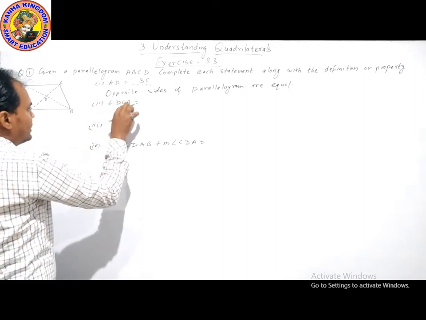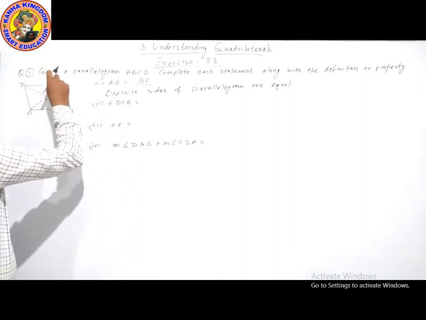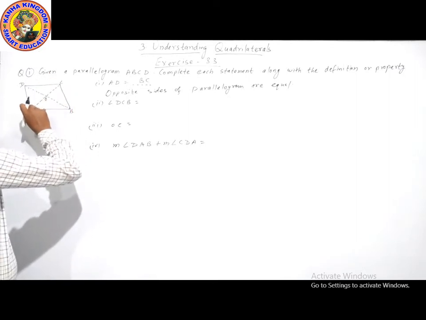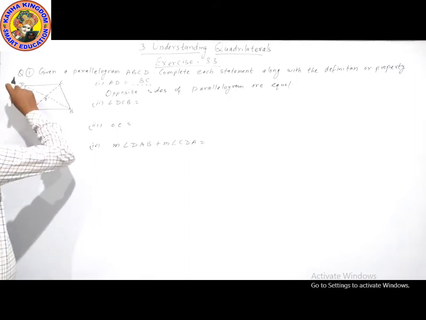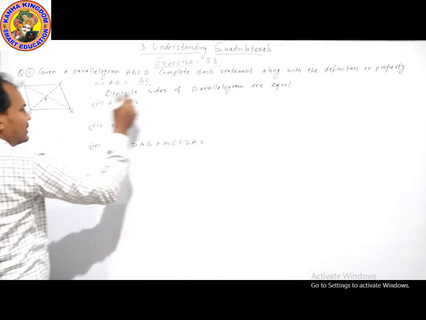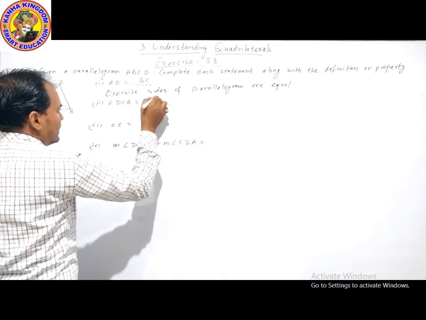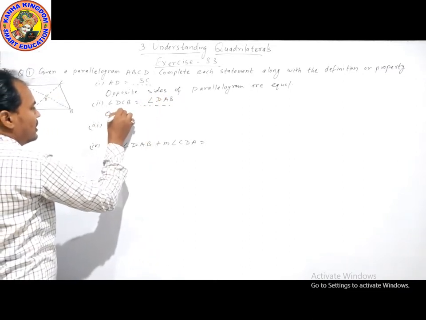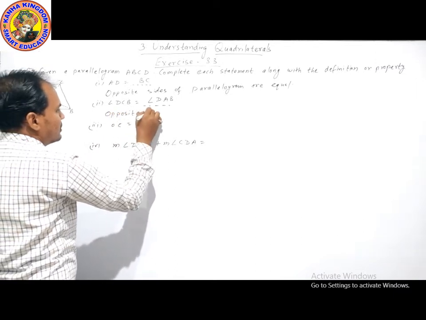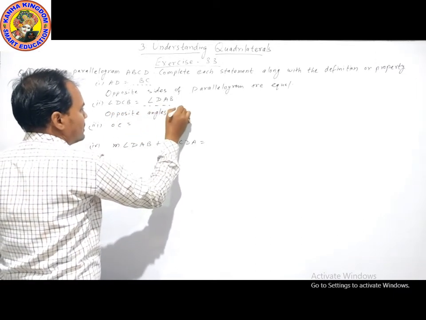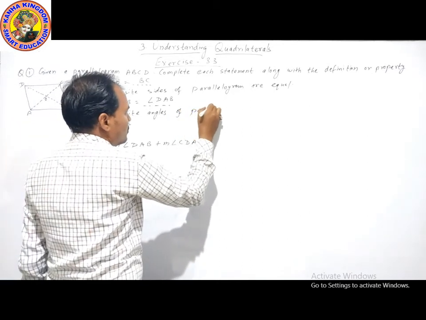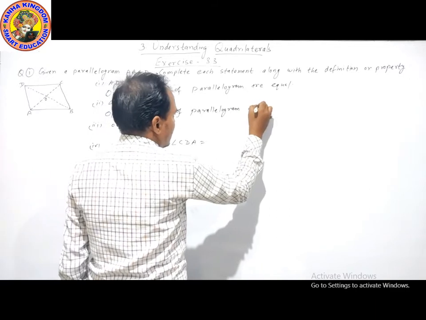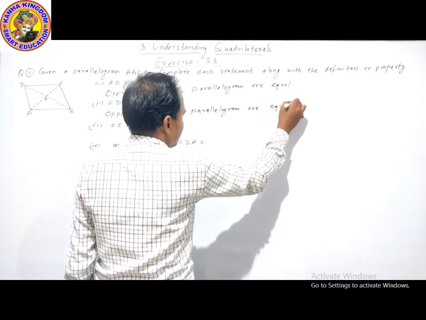Angle DCB, this one angle. Opposite angles are equal, so angle A is equal to C, so angle DCB is equal to angle DAB. Reason: opposite angles of a parallelogram are equal.